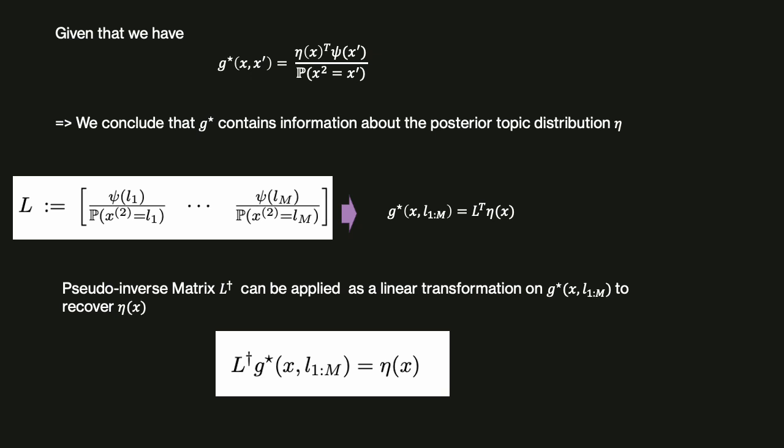So from this lemma, we can conclude that G star, which is our embedding of the text, contains direct information about the posterior topic distribution eta. Now, if we take the psi in the numerator and the denominator portion as the L, we can actually show that this embedding is a product of this L and the posterior topic distribution. And if we just take the pseudo-inverse matrix of the L, we can show that this can be used as a linear transformation on the embedding to actually recover the posterior topic distribution.